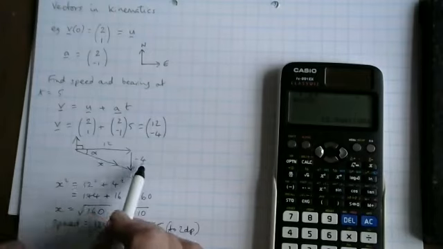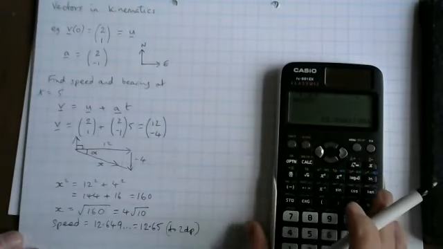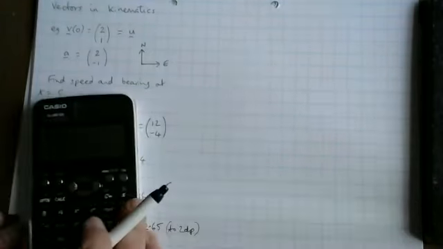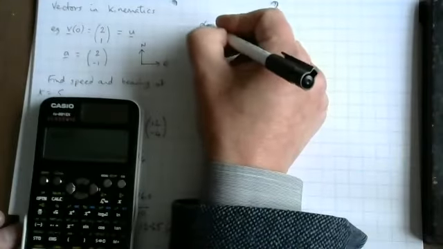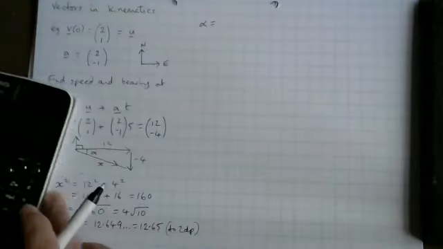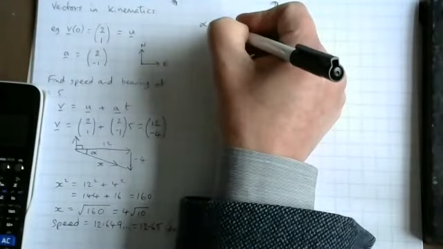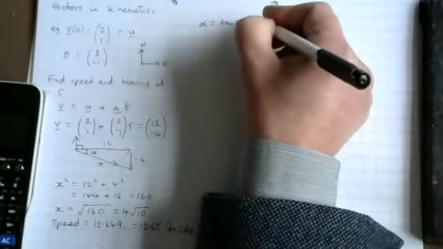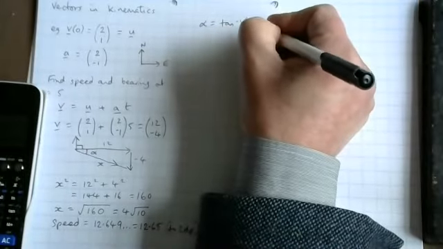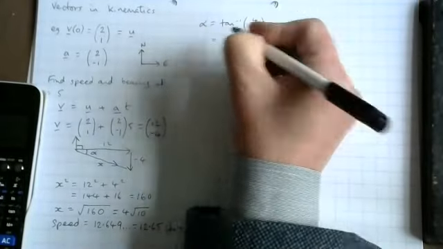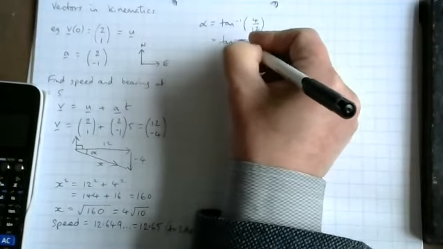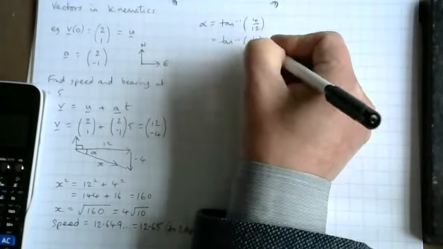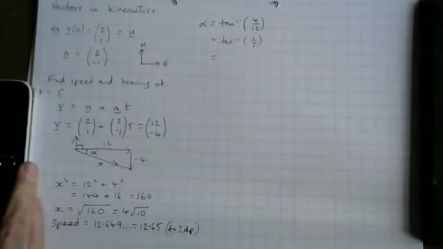So alpha, I've got a 4 and I've got 12. That's the opposite and the adjacent. So for bearing, alpha equals tan to the minus 1 of 4 over 12, which equals tan to the minus 1 of 1/3. Equals, my calculator.